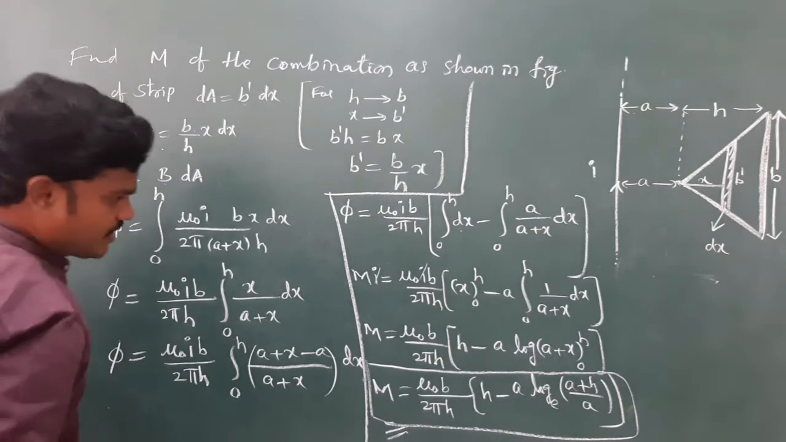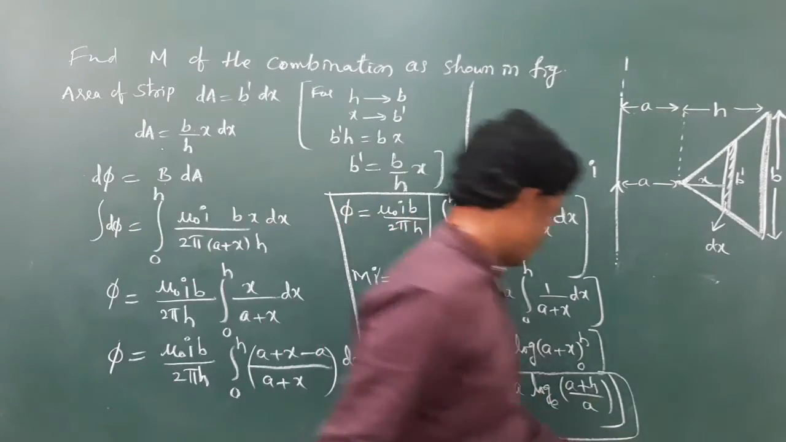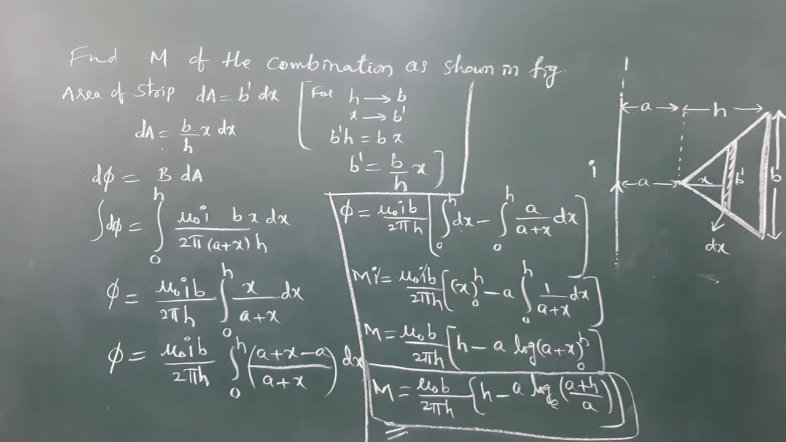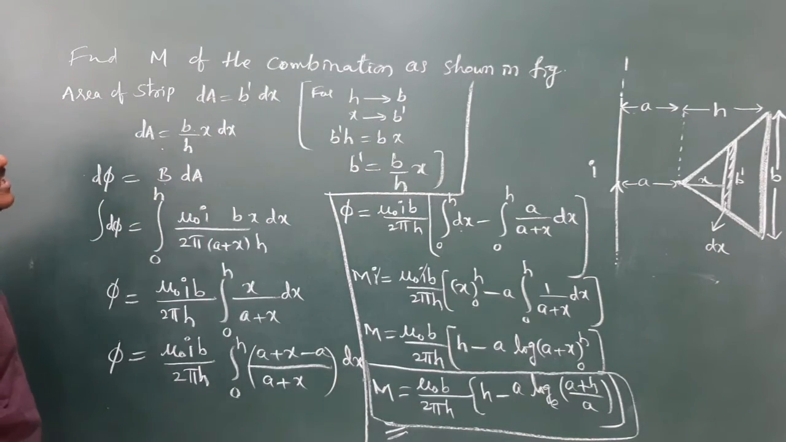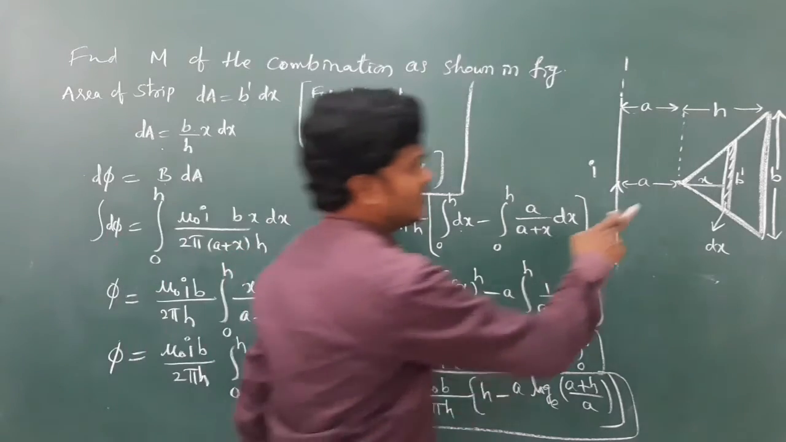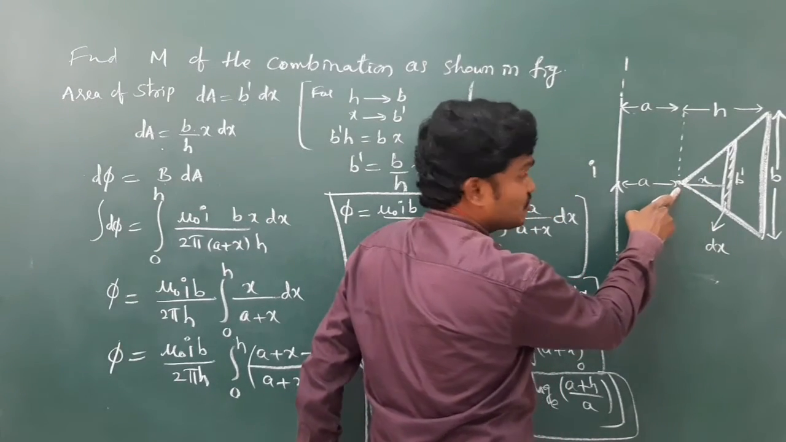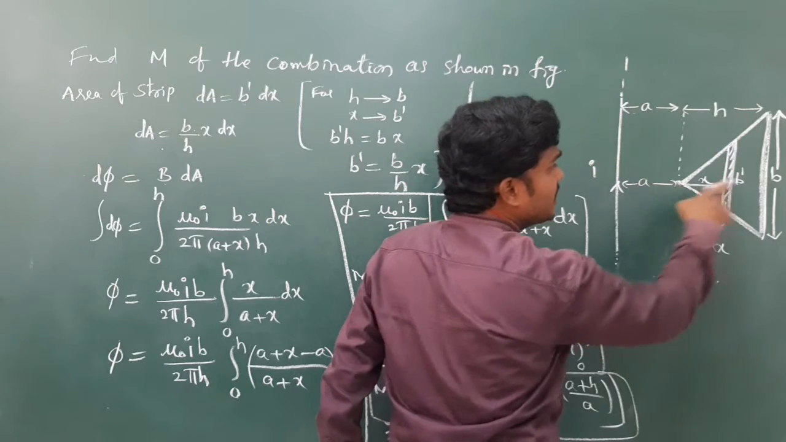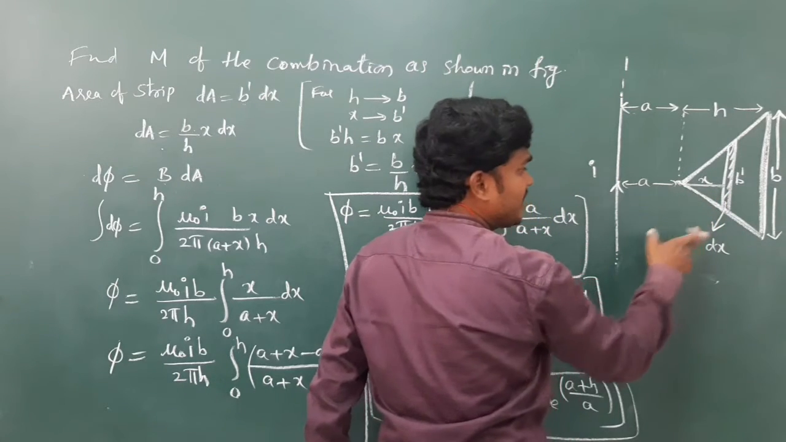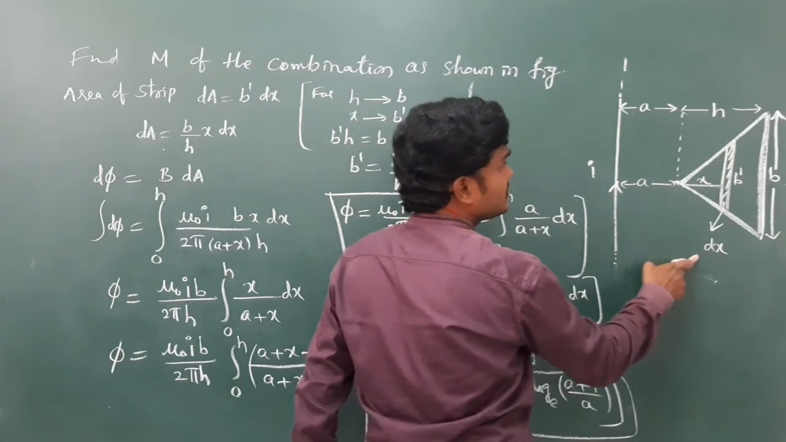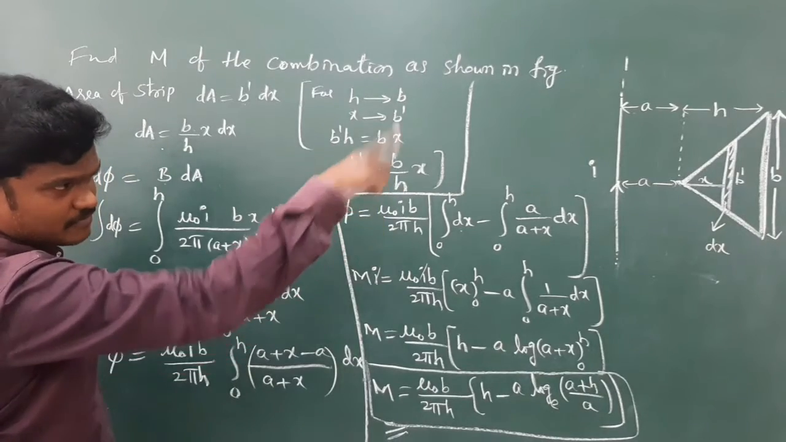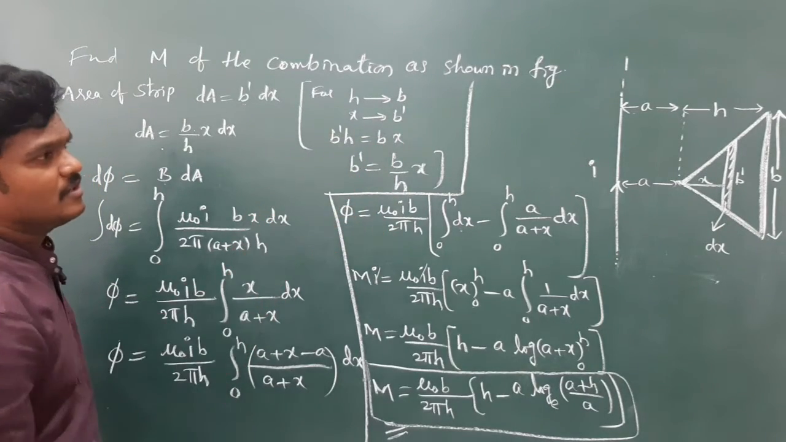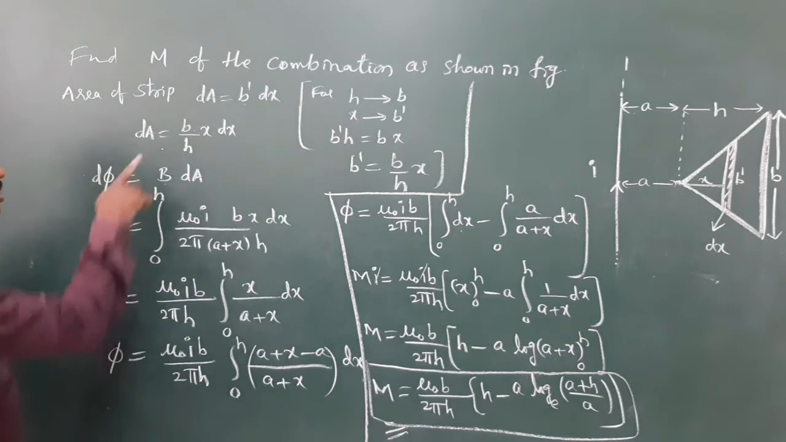So mu naught b by 2 pi h minus a log of (a plus h) by a. See the problem? Somewhat good question this is. First I calculated the dA. I got b dash dx, and observe it. Here I have taken x from this point, so the starting limit of x is 0, ending limit is h. If I take x from the wire, the starting limit is a, ending limit is a plus x. But I took x from inside of the triangle, then the limits are 0 and h.